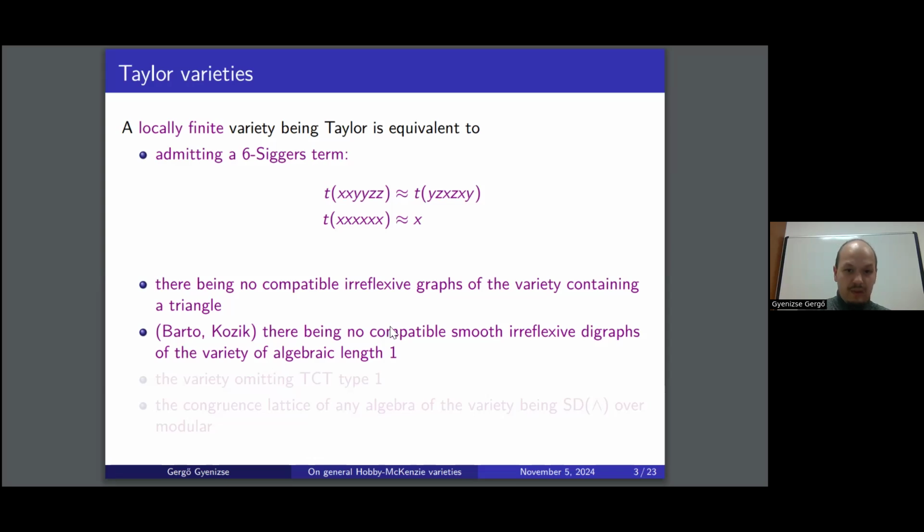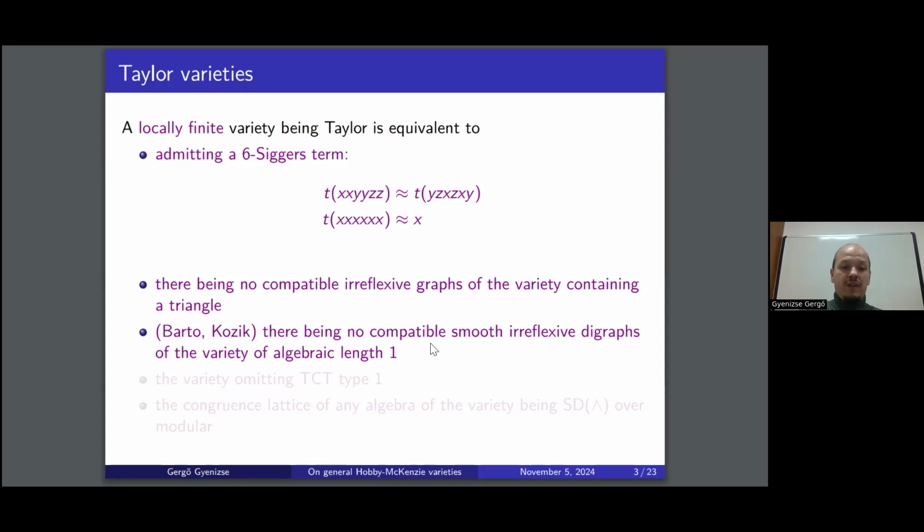z, y), I believe. Sorry, could you repeat the definition of there is a graph in the variety? What do you mean there is no compatible graph of the variety? So by compatible graph of a variety, I mean that I take any algebra of the variety and I take any digraph that is compatible with all the operations of the algebra. And I get that graph just as a graph, just as a structure. Okay. And if there is something, then I say that it is compatible with the variety.